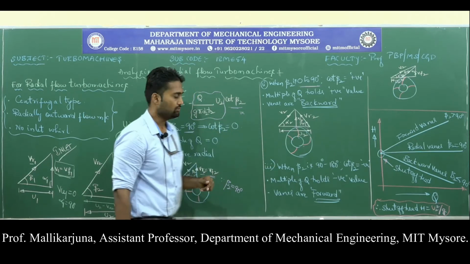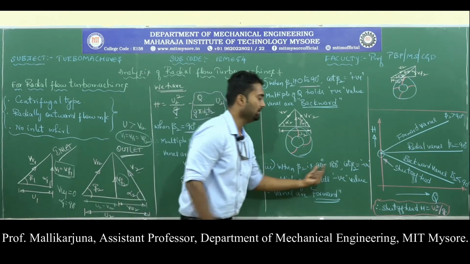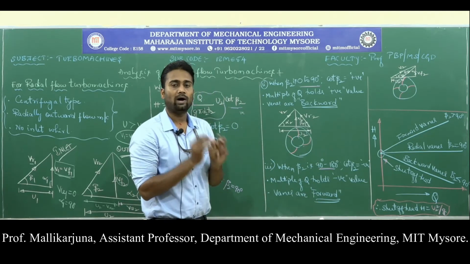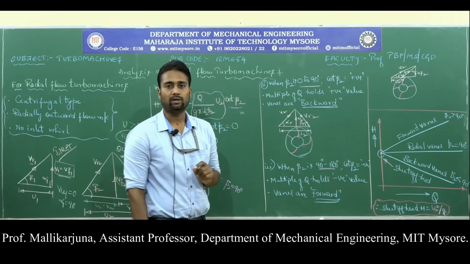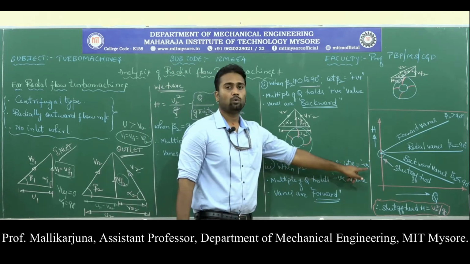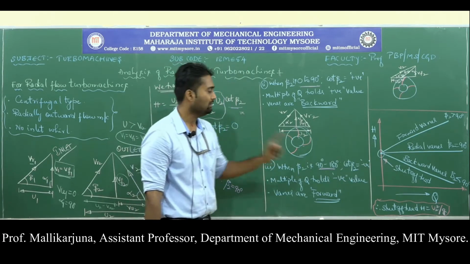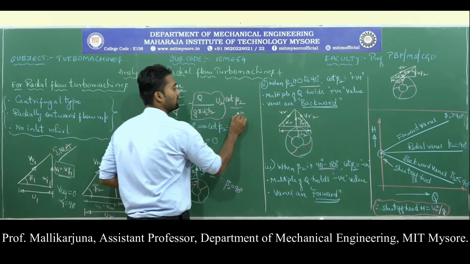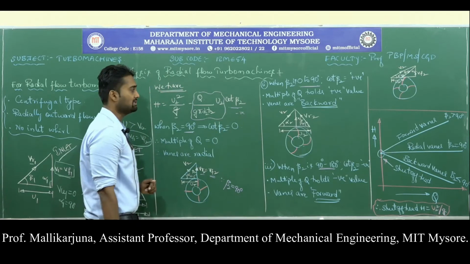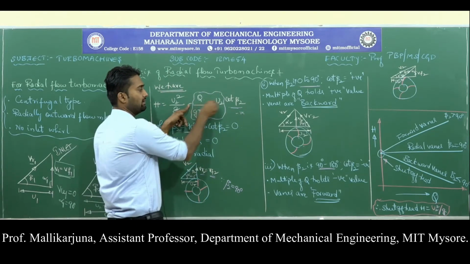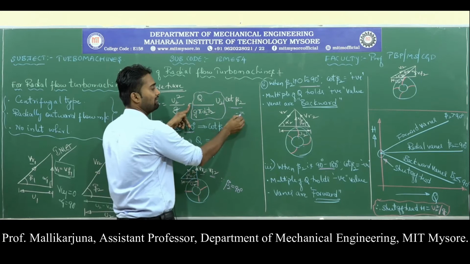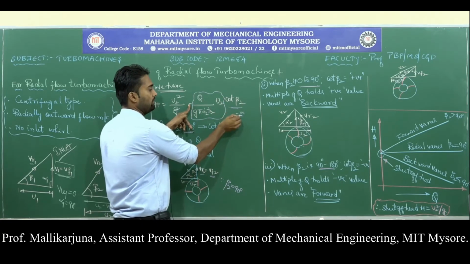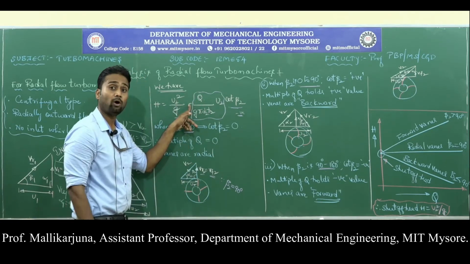We have left out one more situation, when beta 2 is in between 90 and 180. What do you mean by that? Beta 2 value should be in between 90 and 180. Cot beta 2 holds a negative value. For any value in between 90 and 180, cot beta 2 becomes negative. Negative in the sense what? Here already one negative is there. This multiple of Q and cot beta 2 will have a negative. This negative times of this negative becomes positive.